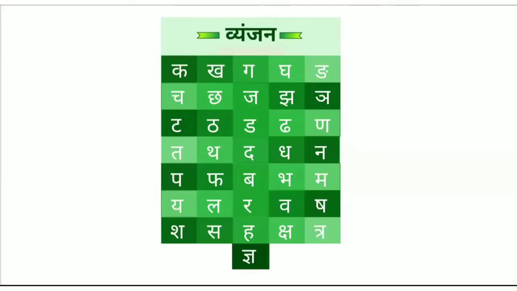Namaste. In this video, we are going to learn the Vyanjan of the Hindi language. Vyanjan means consonants. These start from the letter K all the way up to the letter Nya. So let's learn how to write each of these letters and learn one word starting from each of these letters. So let's start with the first one.